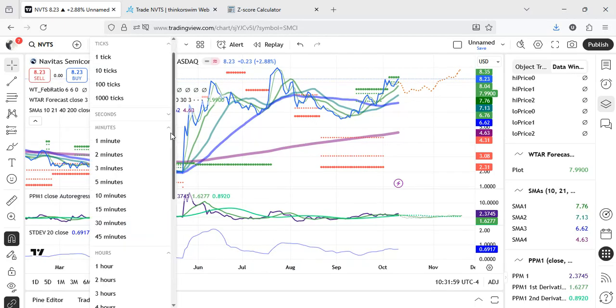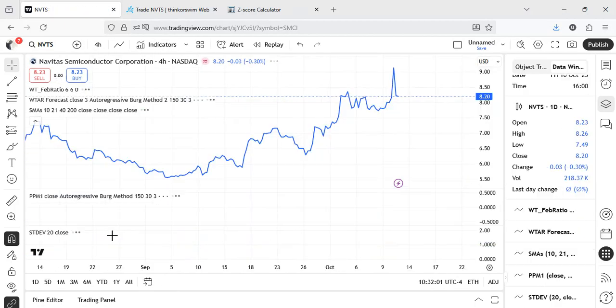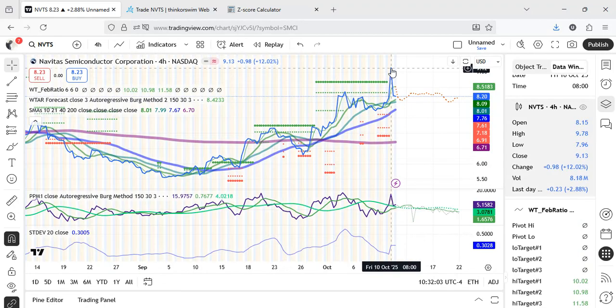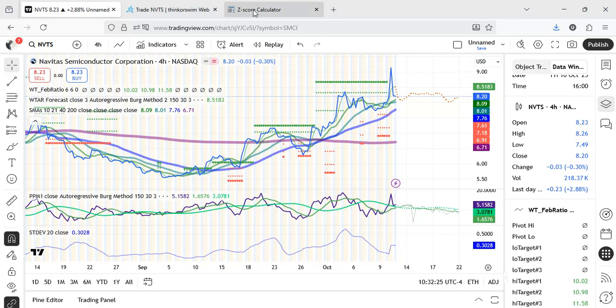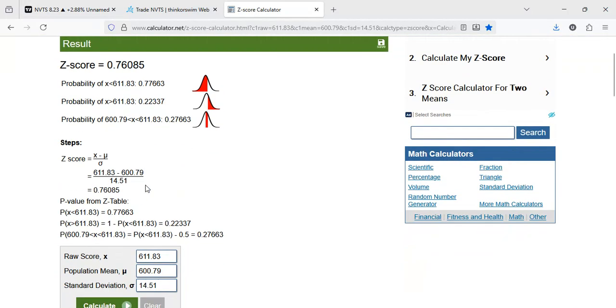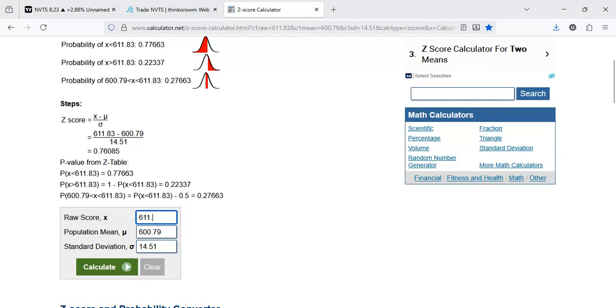Let's have a look and see if we have it on the 4-hour chart. We may be able to get the moving averages there. What do we have here? 9.13. Okay, we'll make do with 9.13. So we'll take that, and this is where the moving averages are. The first moving average is its 10-period moving average. Okay, so our target is 9.13. We come here to the Z calculator, and all we need to do is enter that there. That's our raw score, 9.13.